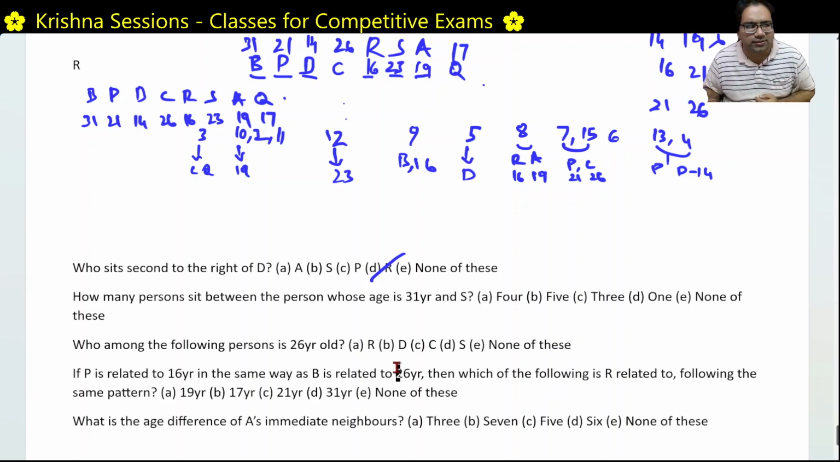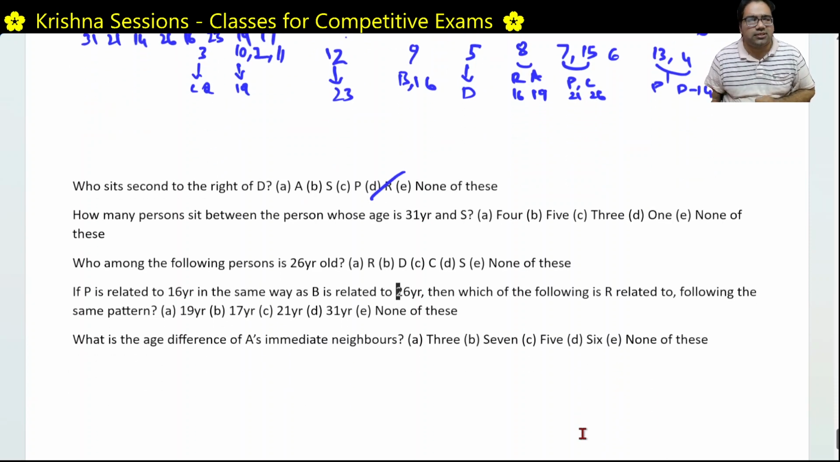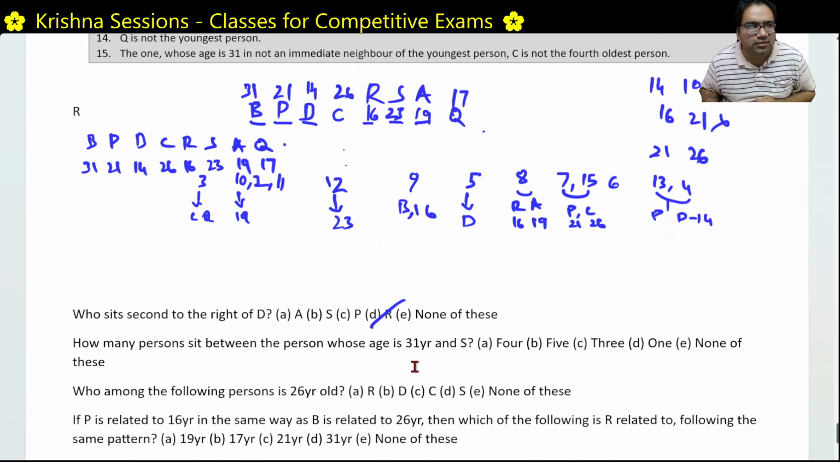Who among the following persons is 26 years old? C is 26. If P is related to 16 years in the same way as B is related to 26: P and 16, there are two people in between; B and 26, again two people in between. How is R related? R, two people in between, so it should be Q, 13, 17. This must be 17. What is the age difference of A's immediate neighbors? 27 minus 17, 6 years. So these are the answers.